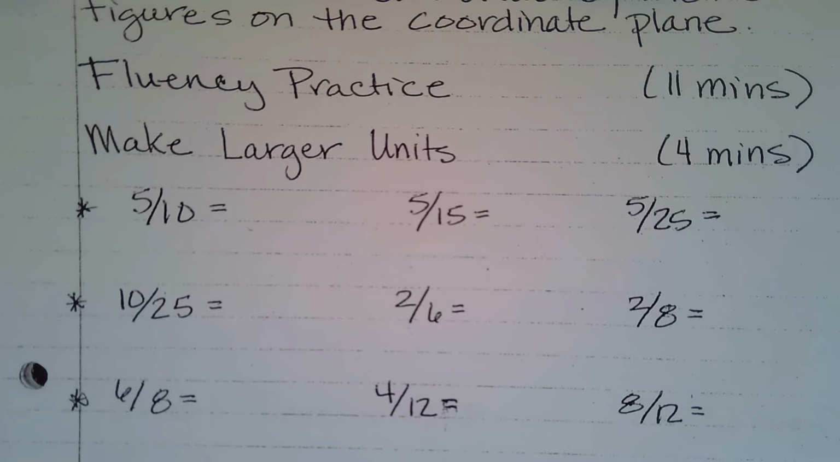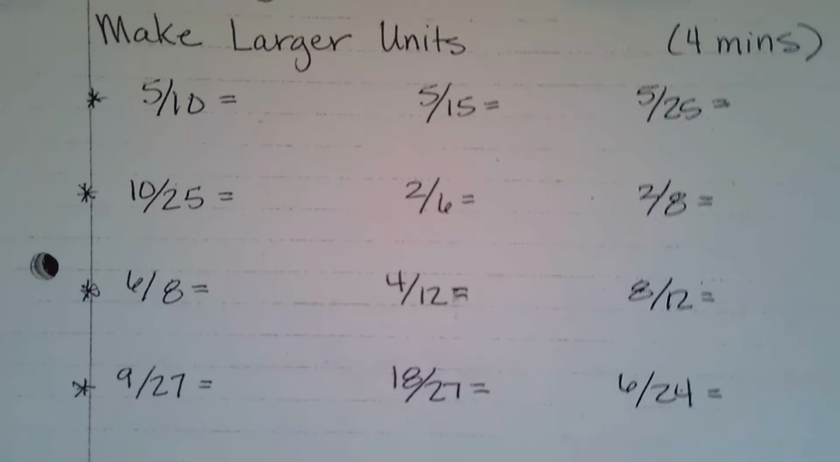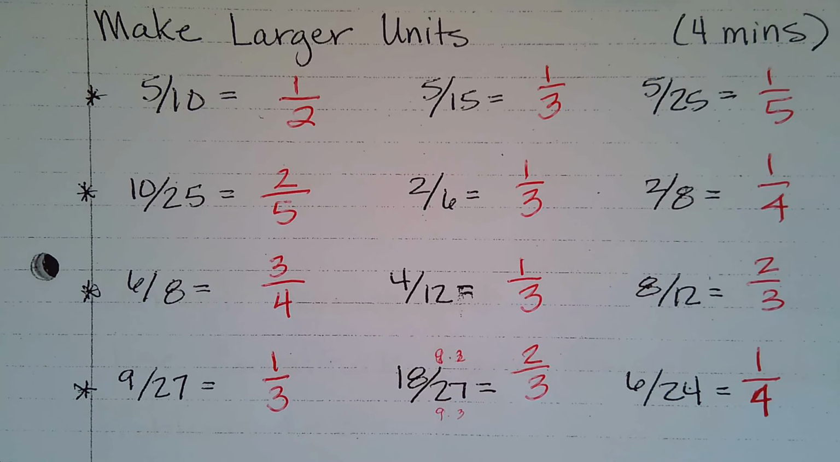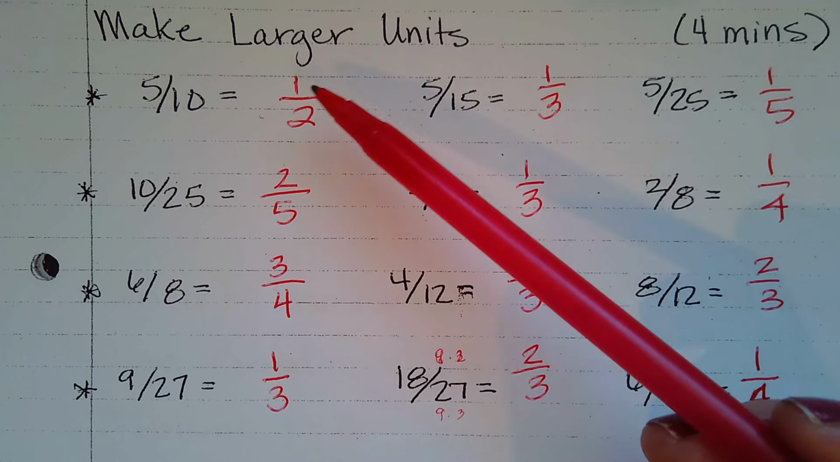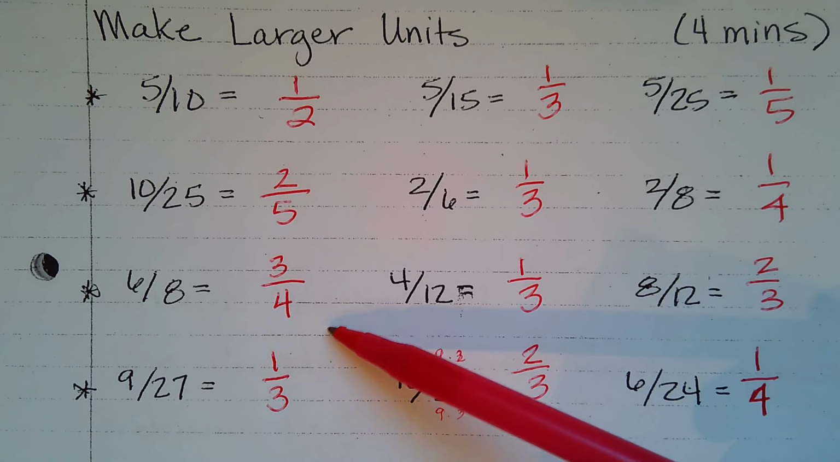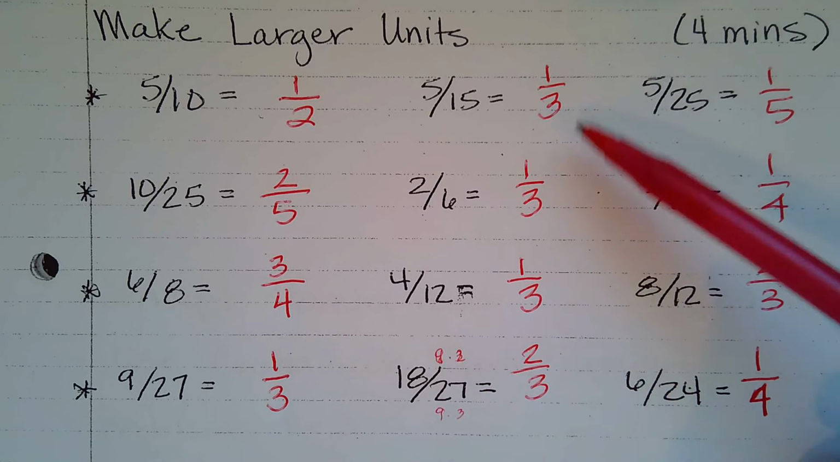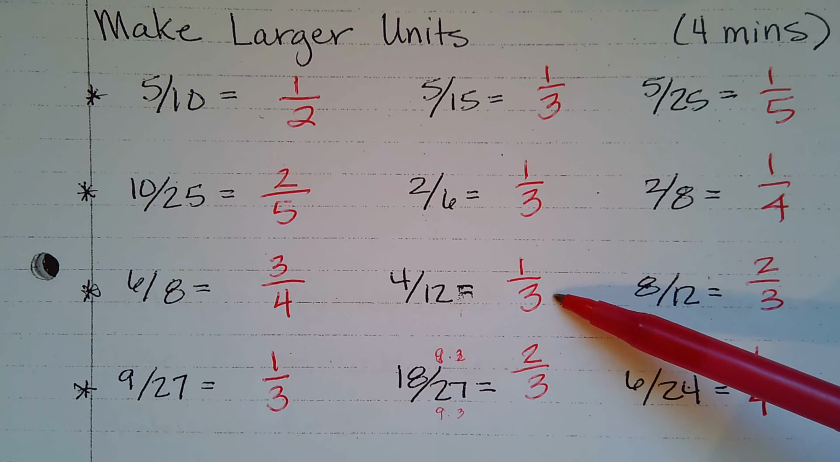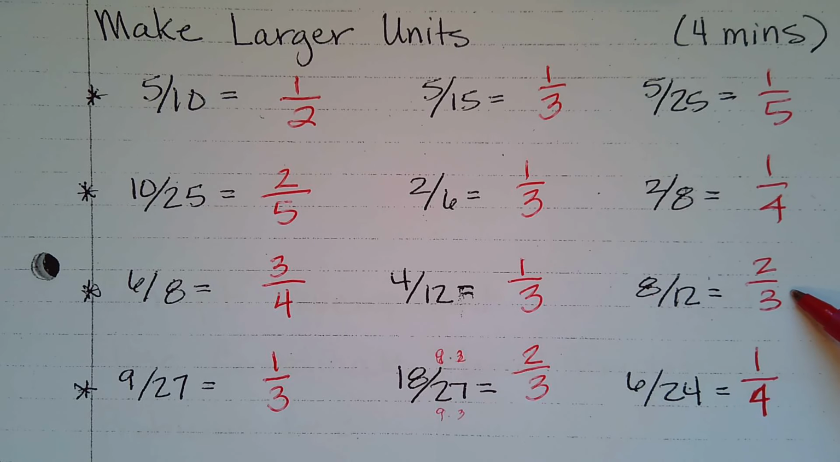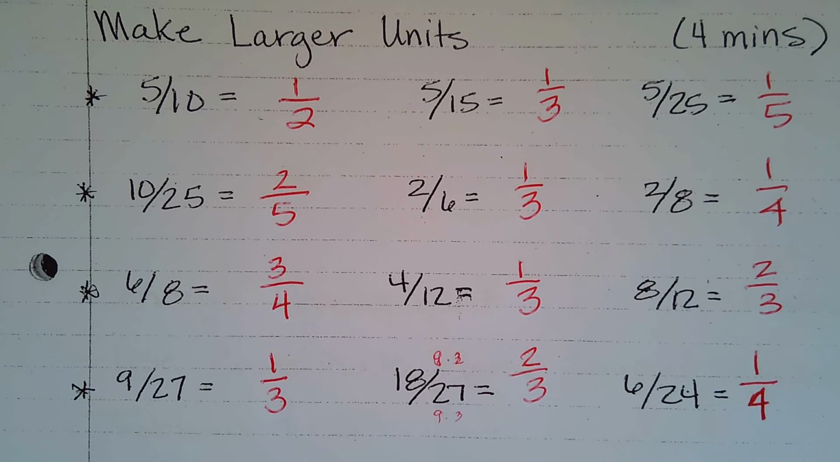All right, we're going to start with fluency. We're going to go back to make larger units. So as soon as you're finished, come back and check your work. All right, so hopefully you're getting faster and faster at this and seeing the relationships. So 1/2, 2/5, 3/4, 1/3, 1/3, 1/3, 1/3, 2/3, 1/5, 1/4, 2/3, 1/4.